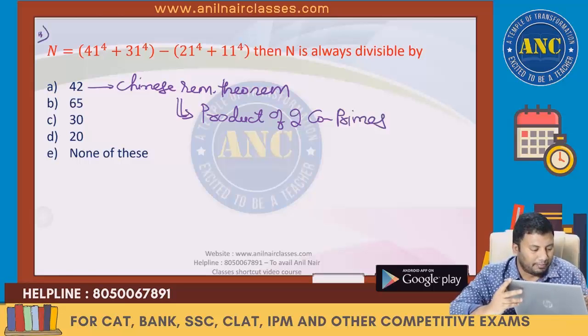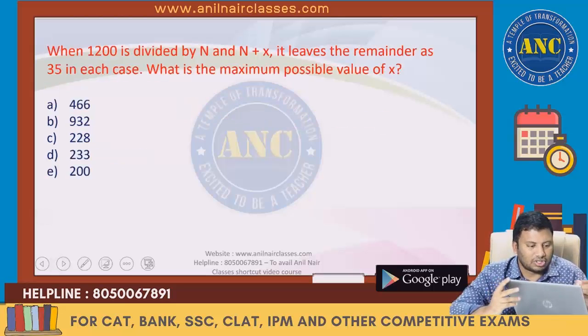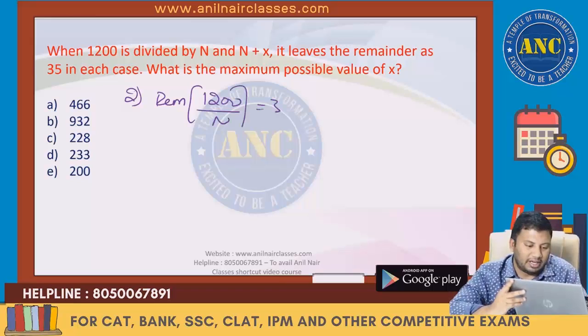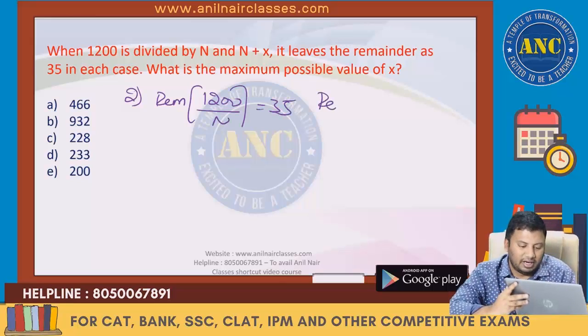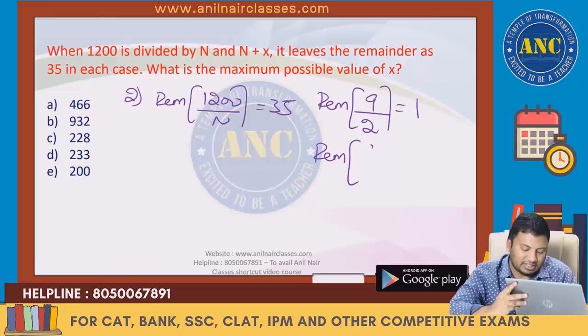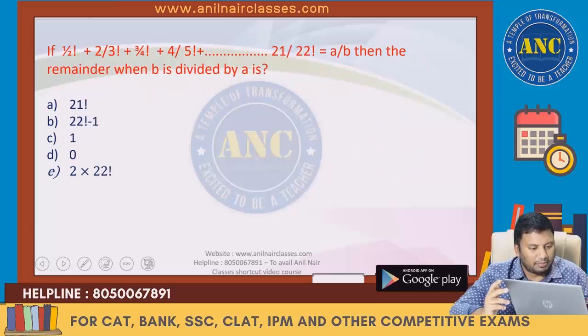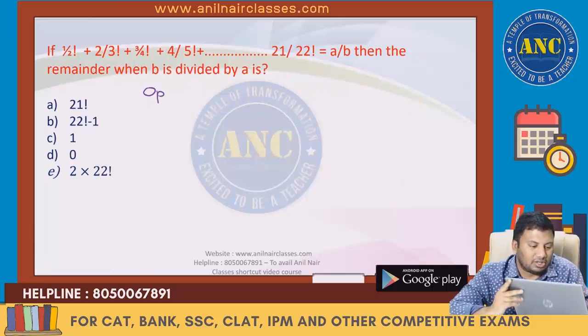Question number 1. Question number 2. This is another important problem on remainder based problems. 1200 divided by n is 35. We learnt that 9 when divided by 2 it is 1. So if 1 goes to the left hand side, 8 divided by 2, remainder is 0. Second problem. Third problem.